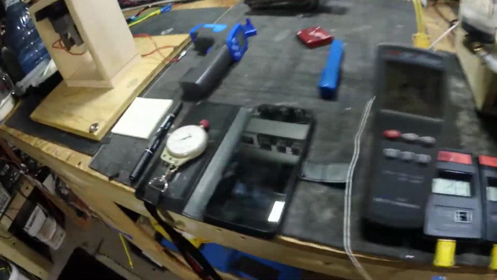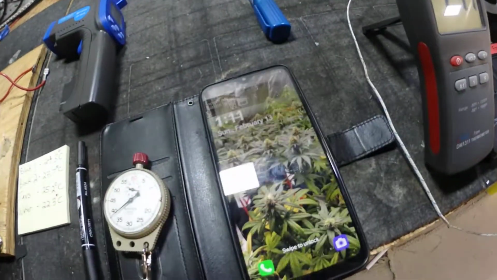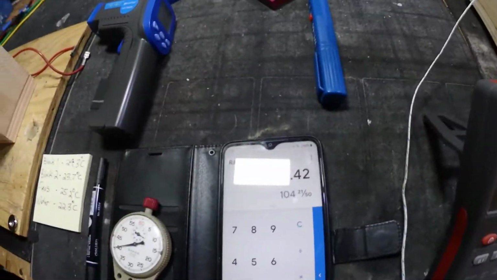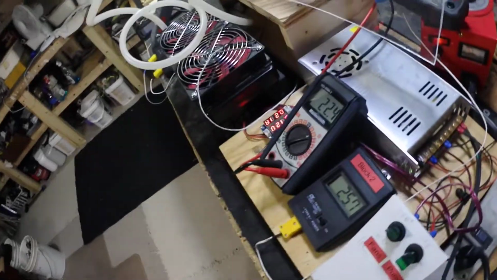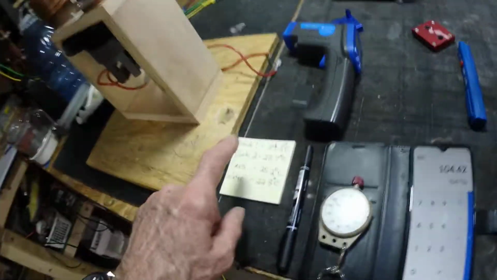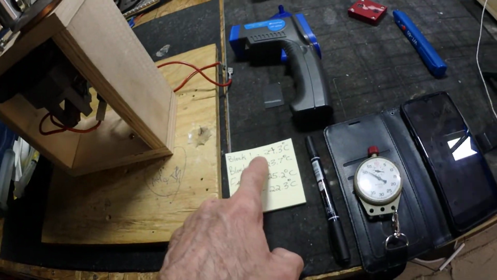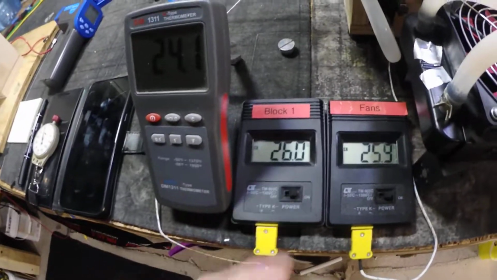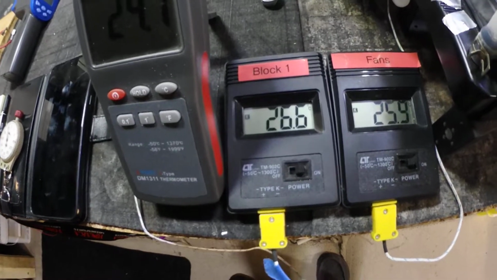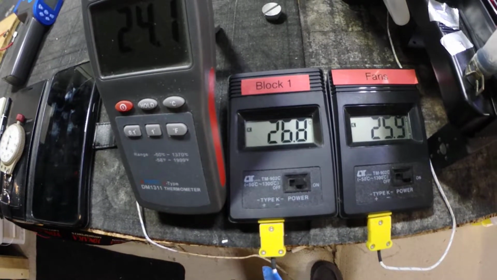And we have been pushing 104.42 watts AC. And these are all the start temps. So block one was 24.3. That's at 26. It jumps around, fluctuates.